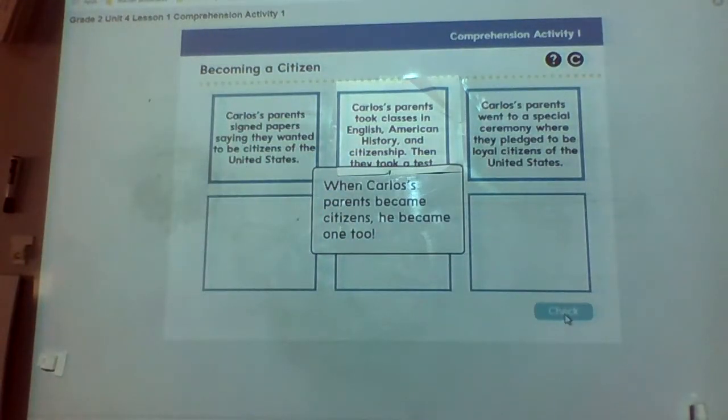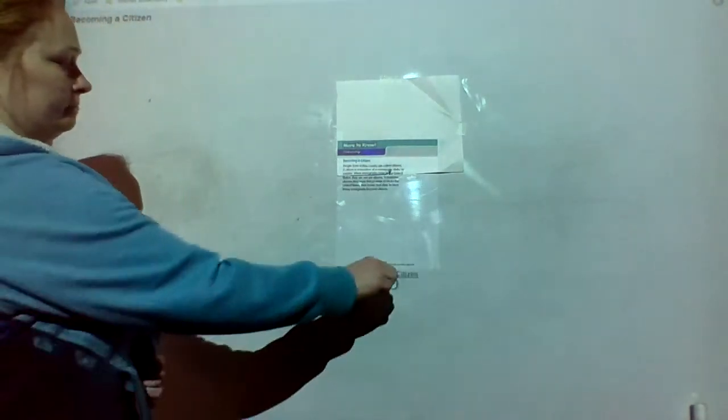When Carlos's parents became citizens, he became 1, 2. So it looks like we did that correctly. Good job. All right. So becoming a citizen.